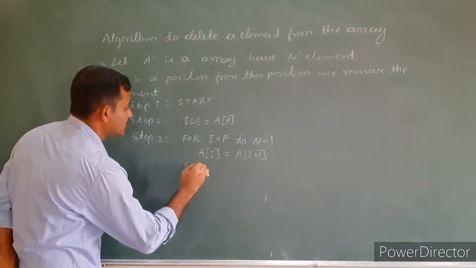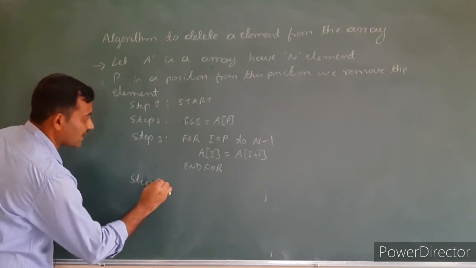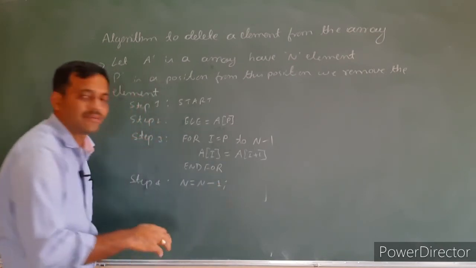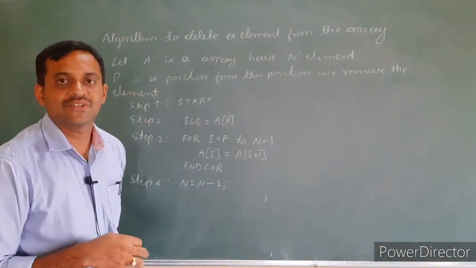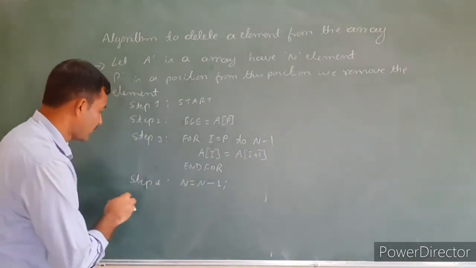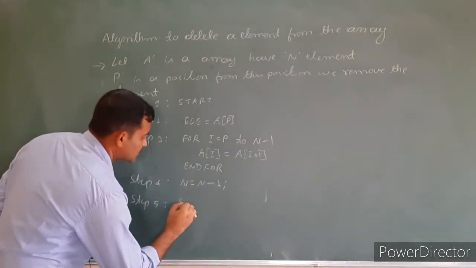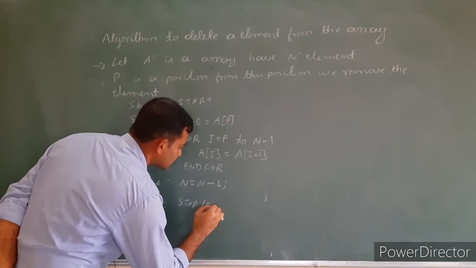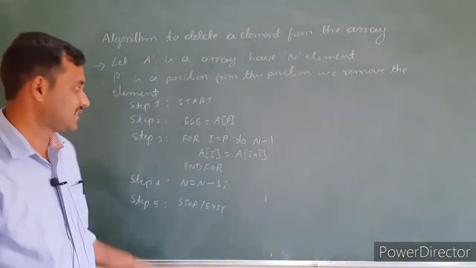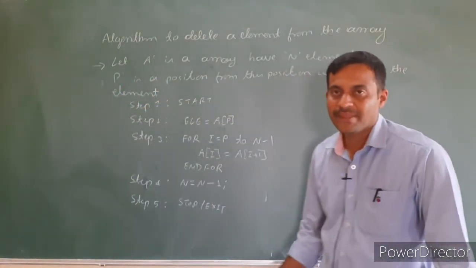And when the for loop terminates, decrease the array size because the element is overwritten. So one element is overwritten means the length of the array decreases, hence n equals n minus 1. In this step 5, stop or exit. That is the end of the algorithm. It is a simple algorithm to delete an element from the given array.